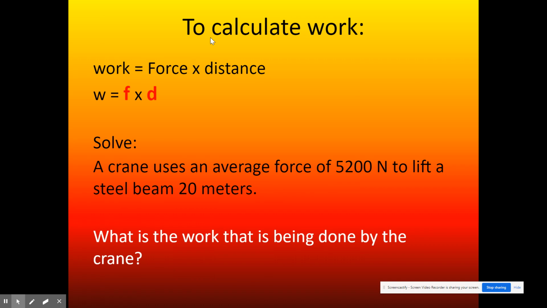So what we would do here is plug in the amount of force used, the 5,200 newtons, into our formula where F is, and then plug in the 20 meters where distance is, and we would just multiply them. So in the Edpuzzle, go ahead and put in what 5,200 times 20 is. And that's how much work was used to lift the steel beam.